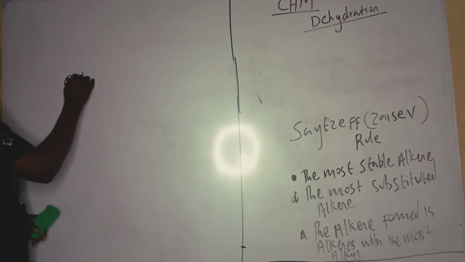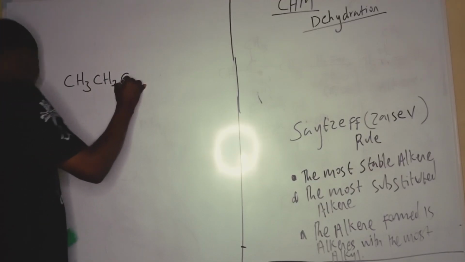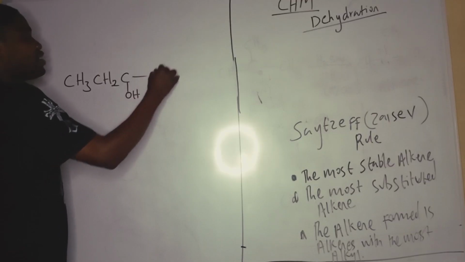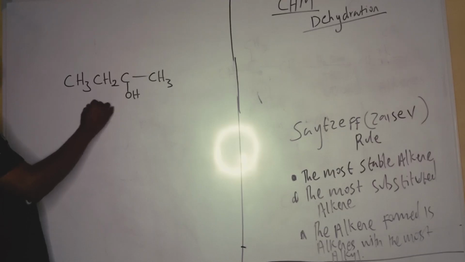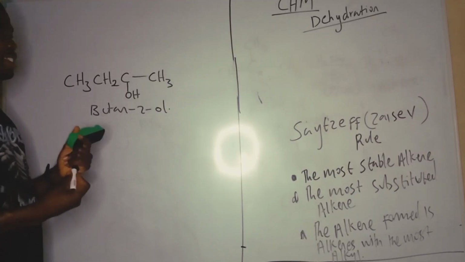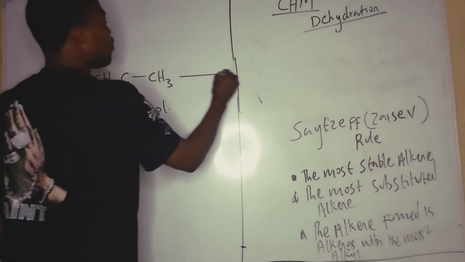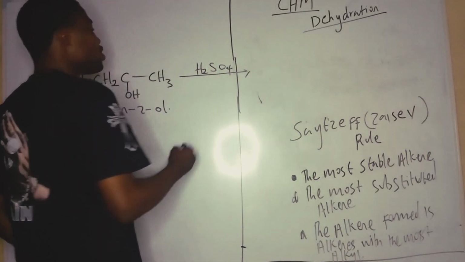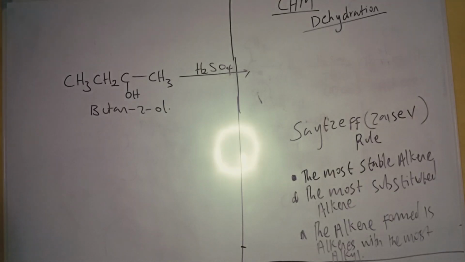Let's say CH3, CH2, C, COH, then I have CH3. So this is butan-2-ol. Now, if you are following, we're about to carry out dehydration in the presence of a mineral acid catalyst. So what alkenes will be produced?